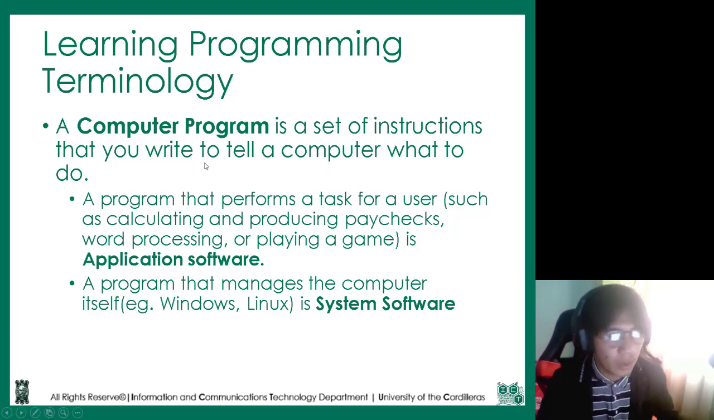Okay, first of all, when we say computer program, it's a set of instructions that you write to tell a computer what to do. Okay, so when we say application software, it talks about how a program performs tasks for each user, such as the following: calculating and producing paychecks, word processing, or even playing a game. Again, that is what we call application software. Now, when we say system software, it's a program that manages the computer itself.